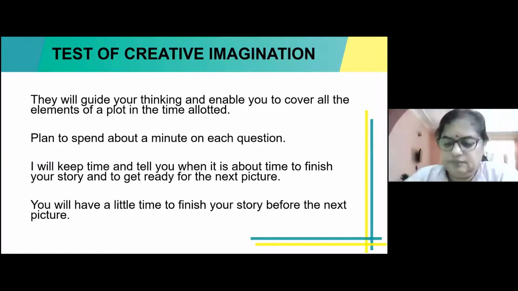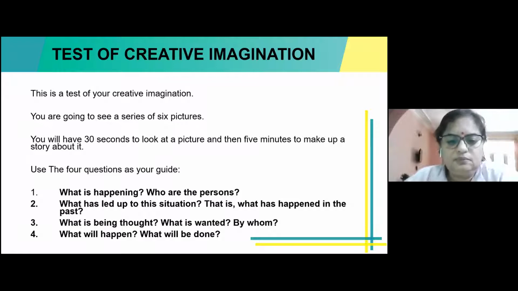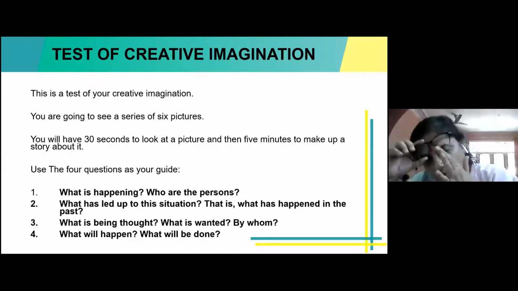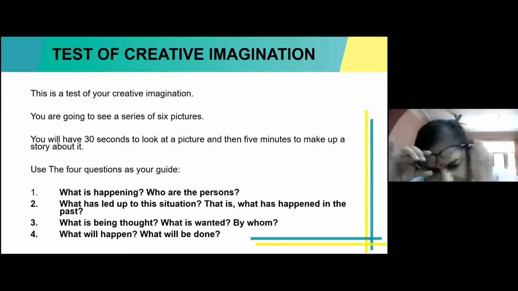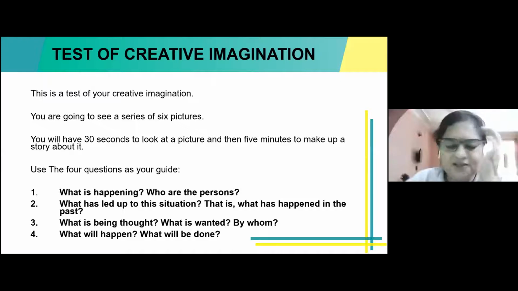Please repeat the last question slide. Thank you so much. Which line do you want me to repeat? What is happening? Who are the persons? What has led to the situation? What has happened in the past? What is being thought? What is wanted? By whom? What will happen and what will be done?